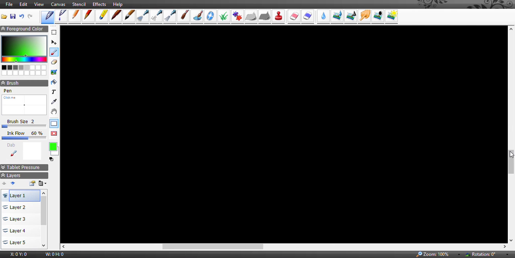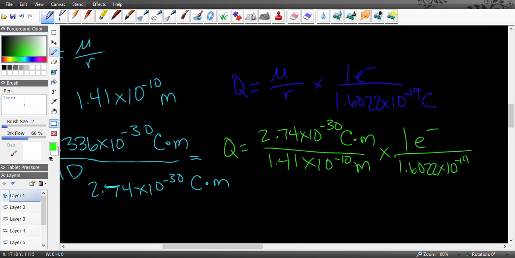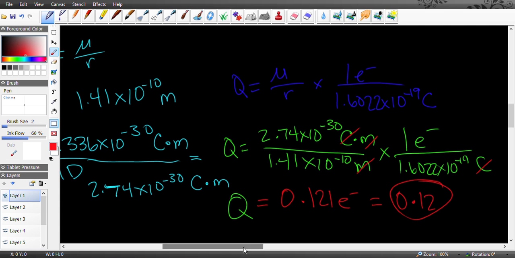What happened? Where'd it go? So when you do the work, let's cross out our units. Bam, bam, bam, bam. Doing math, you'll get 0.121 E, and we started off with 2 sig figs, and the 2 sig figs comes from your debye, so 0.12 would be your answer there.